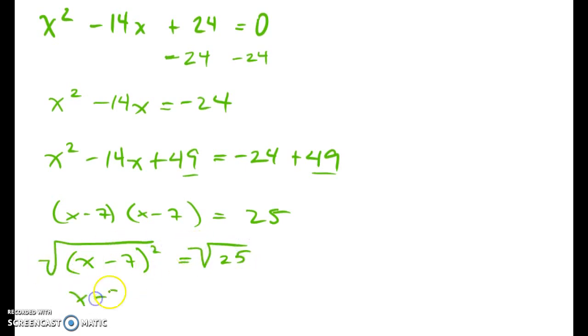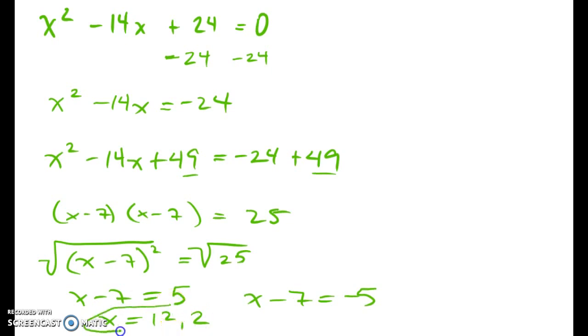And x minus 7 is equal to two values. 5 times 5 is 25. And negative 5 times negative 5 is 25. So it's equal to negative 5. So now we've got x is equal to, add 7 to both sides and you wind up with 12. And add 7 to both sides and you wind up with 2. And we just found our x-intercepts of this quadratic equation.